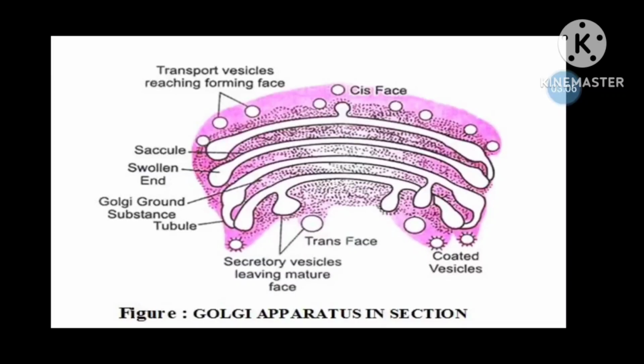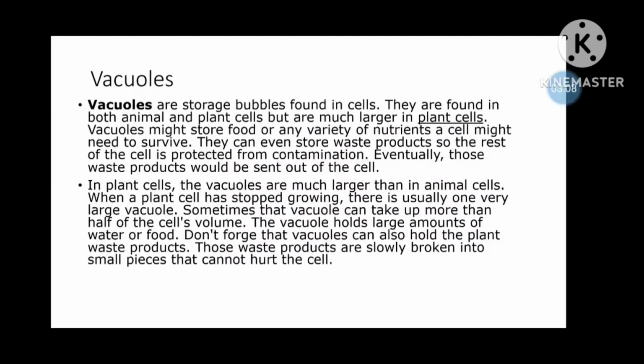Now come to the next slide. Next is your vacuole. Vacuoles are large storage houses of the cell. They are mainly found in plant cells, but are present in both animal cells and plant cells. Vacuoles might store food and any variety of nutrients a cell might need to survive. Means these vacuoles play the role of a storage house of the cell.